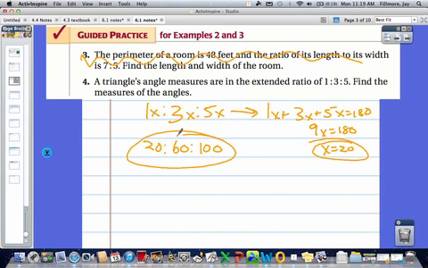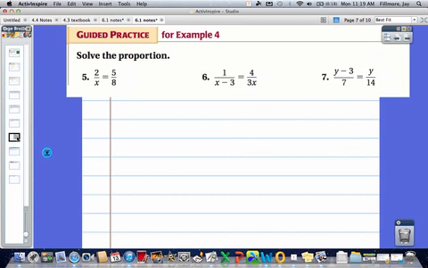Let's do some examples with proportions instead of extended ratios. Just a few quick examples. These should be very familiar. We'll do 2 of them, just 5 and 6. We won't worry about number 7.